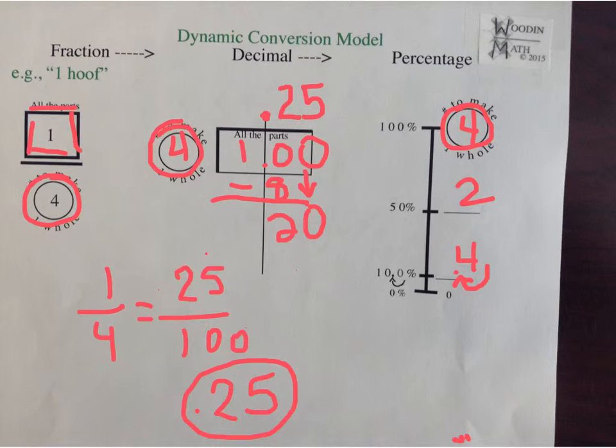Now, looking at these numbers between 0 and 4, what we need to do is figure out where this 1 is. Well, here's 2, here's 0. Right in between 0 and 2 would be 1. If you look at how that would match up with the percentages, what's right in between 0% and 50%? It's 25%.